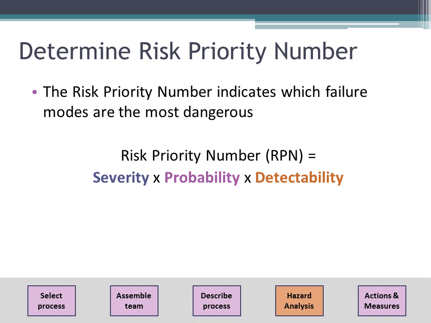RPNs help us to identify which failure modes are the most dangerous. For failure modes with high RPNs, we would consider them to be more serious, so we prioritize them and address them with more effort and resources. For failure modes with lower RPNs, we might accept them as just potential low-risk errors, or we could address them later on, or we might address them with less effort and fewer resources, just because we've deemed them to be lower risk.